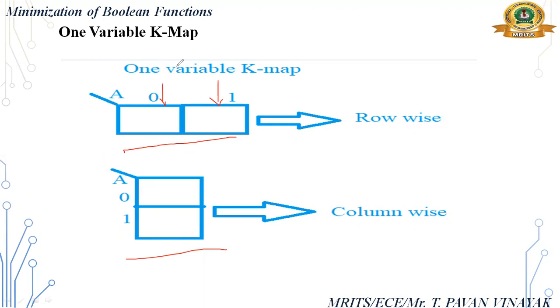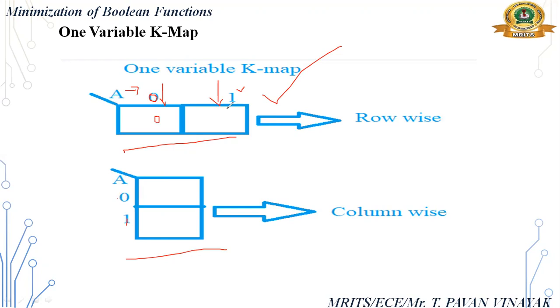Each column or each row is labeled with gray code. This is the zeroth column, represented with gray code 0. This is the first column, whose gray code value is 1. We have only one variable, and in the same way, 0 1 for column wise. Mostly we use row wise notation only. So remember this one.